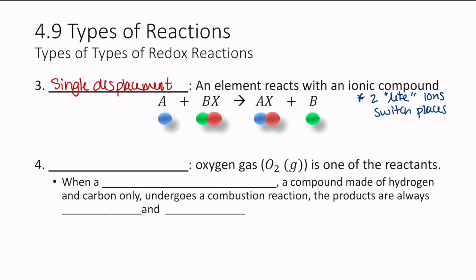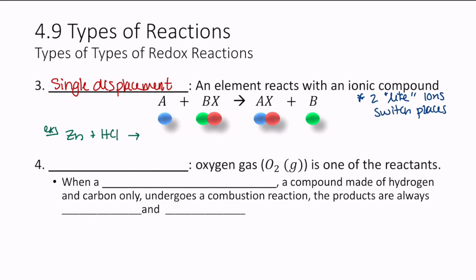So, what I mean by that is if you have a metal reacting with an ionic compound, then it's going to switch places with the other metal because those are going to both be cations. If you have a nonmetal reacting with an ionic compound, then the nonmetal will switch places with the anion because nonmetals can only make anions. So if we look at a couple examples of this, we can look at zinc reacting with hydrochloric acid.